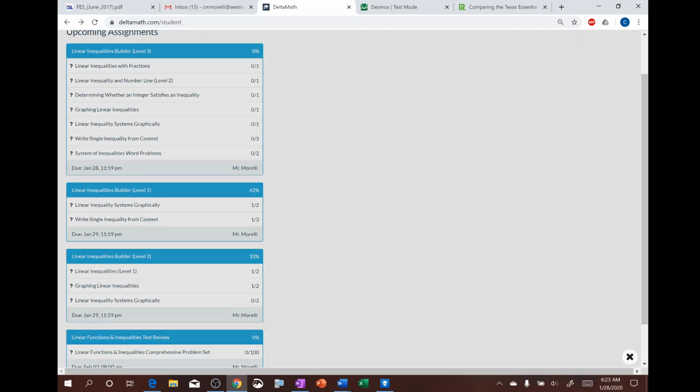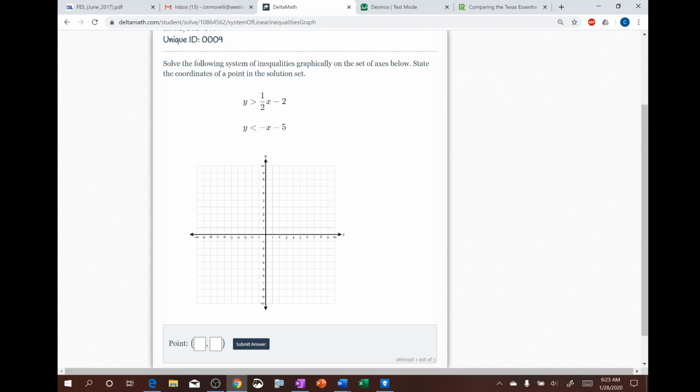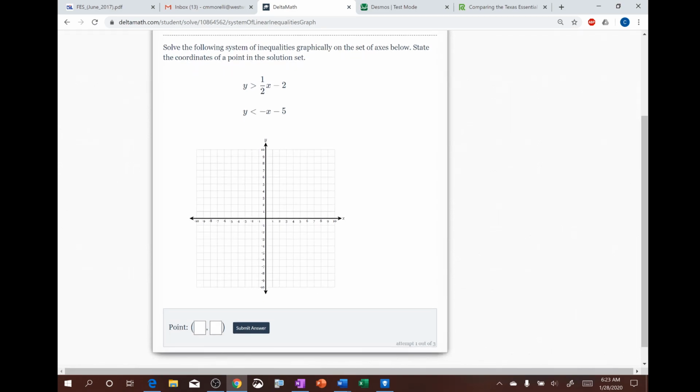All right, so linear systems. Okay, so we're just going to do this again where we have to plot both of our linear inequalities and then find a point within that region that's double shaded.